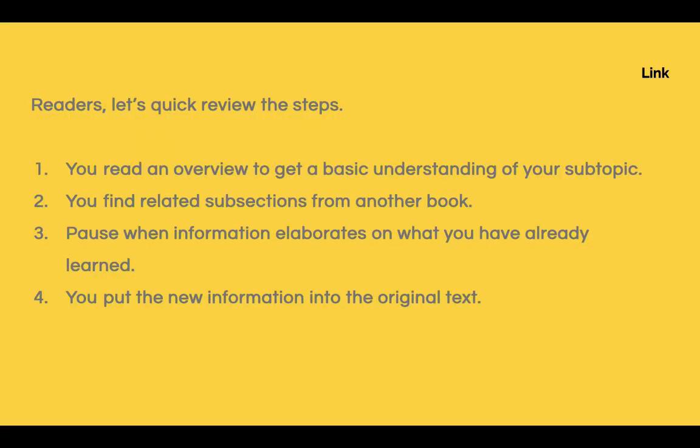Now, let's quickly review the steps that we took to do this synthesis work. The first thing that we did is we read our overview to get a basic understanding of the topic that we were researching, in this case, growing up. You find the related subsections from another book, and then you pause when the information elaborates or says more about what you've already learned, and you put that new information together with the original text. That is synthesis.